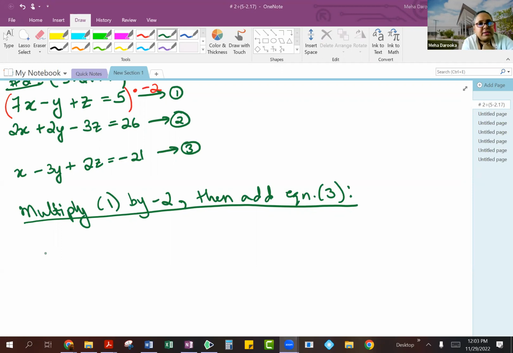All right, Della, you've got 14x plus 2y minus 2z. So shouldn't that be -14x because you're multiplying by -2? Yeah, so be careful with those signs, guys. So you are taking 7 times -2, which will give us -14x.